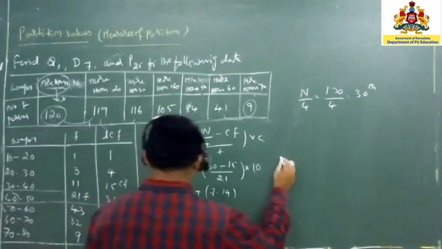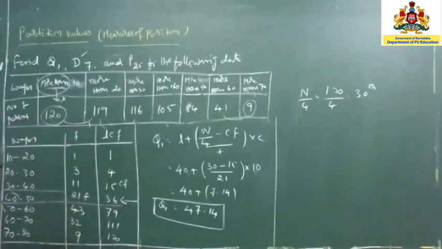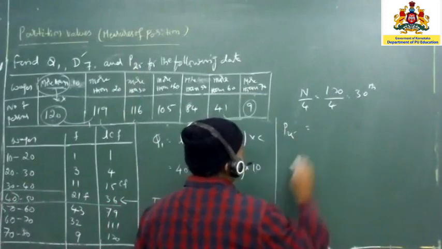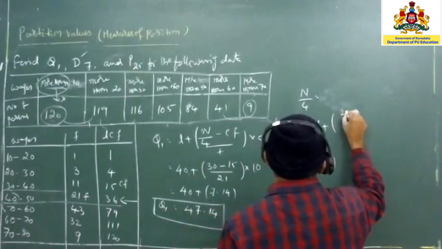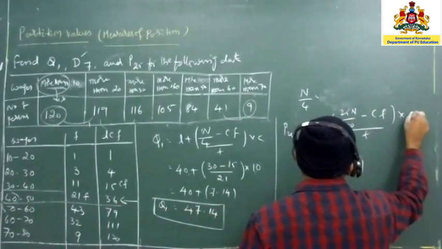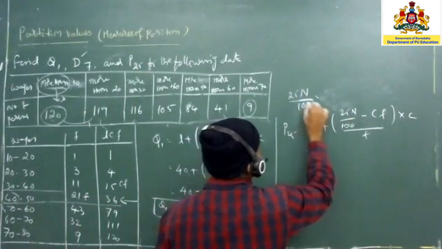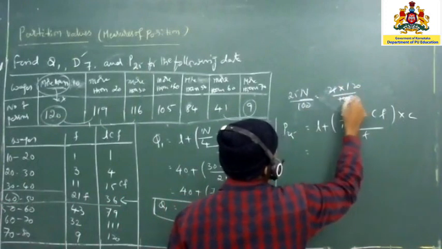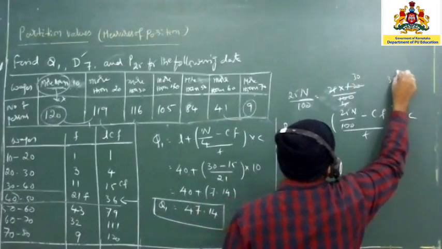So one more thing I am going to show you here. P25, because you know how to calculate D5, D6, D7, D8, all we have seen. So now directly I am going to calculate P25 here itself, as there is no time. So L plus (25N divided by 100 minus CF) whole divided by F into C. So 25 into 120 divided by 100. How much will you get? 25 fours are 100, so 4 into 120 is 30. So again the 30th we have to see in this part.